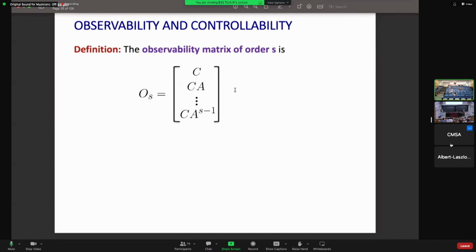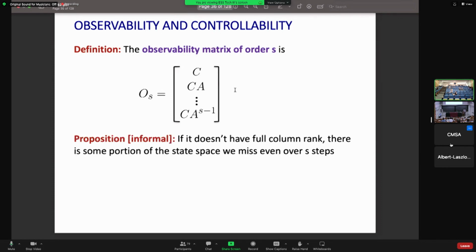So the first one is what's called the observability matrix. What you do is you create a block matrix, where the first block is C, and then you stack it on top of CA and CA squared and so on. But the important thing is to have a good way to interpret what this matrix means. Because what I claim, and we'll walk through this, is that if this matrix doesn't have full column rank, you're dead. It's not even information theoretically possible to learn the linear dynamical system.